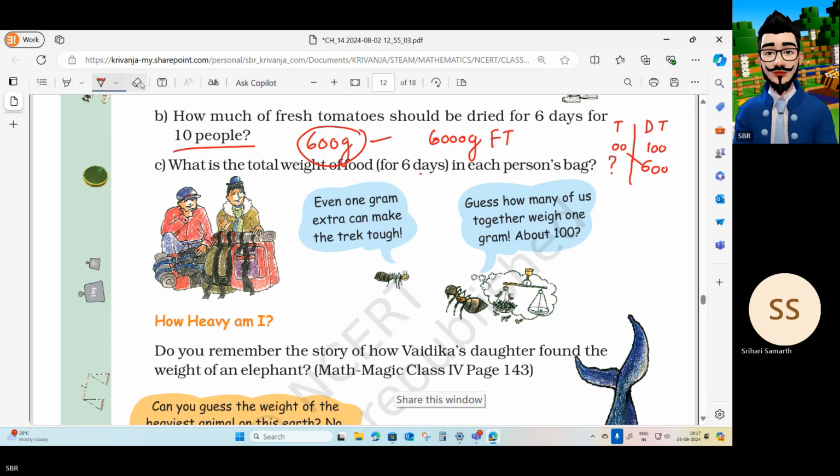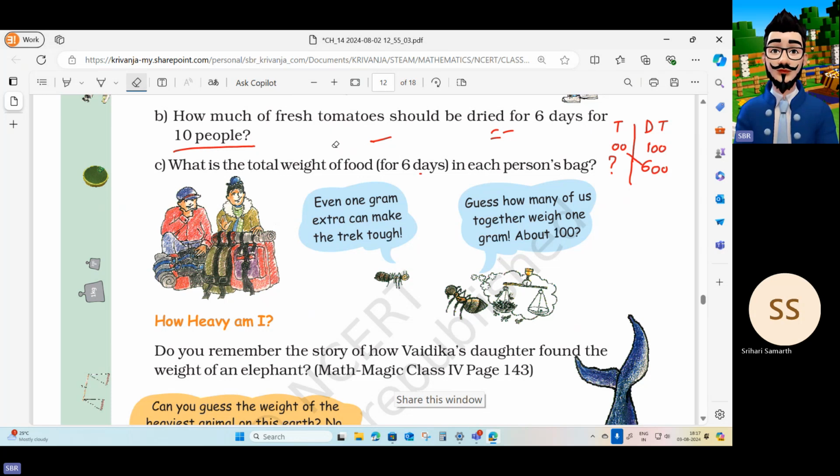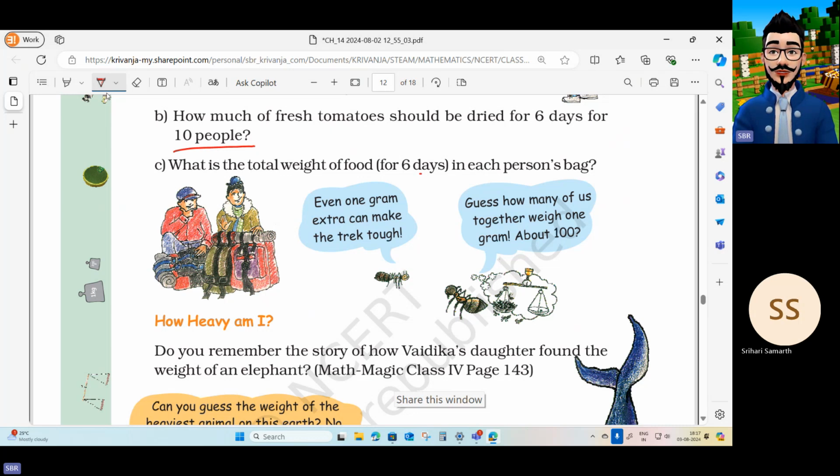Read. Last question, read it. What is the total weight of food for 6 days in each person's bag? How will you calculate? Again, you're making a mistake. You are keeping dumb. I want you to speak. I am not looking for the final answer. You just speak, and I will do these things. You tell me.